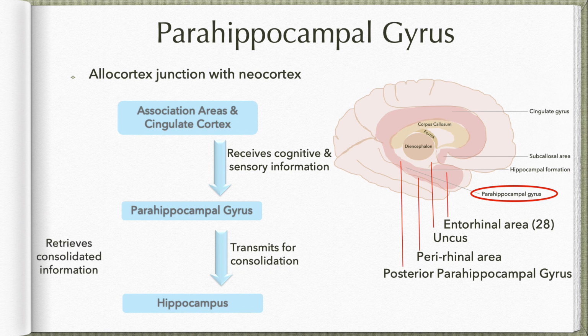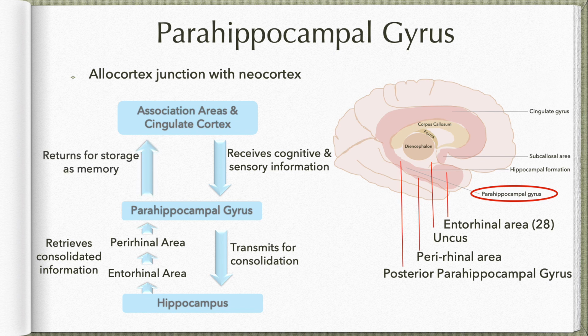And then what does it do? It will retrieve this consolidated information from the hippocampus, which will reach it via the entorhinal area and perirhinal area, and then transfer this information to the association areas and cingulate cortex for storage as memory. So that is the role of parahippocampal gyrus.